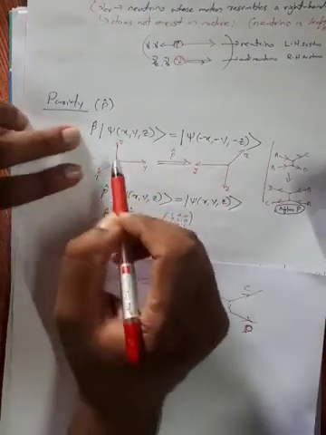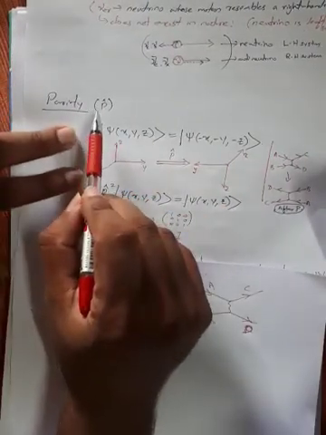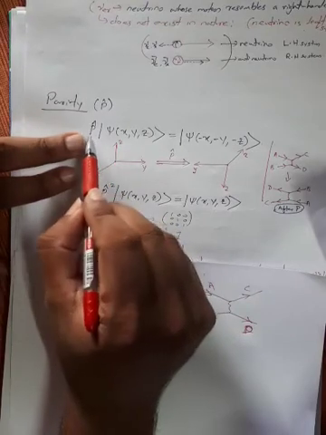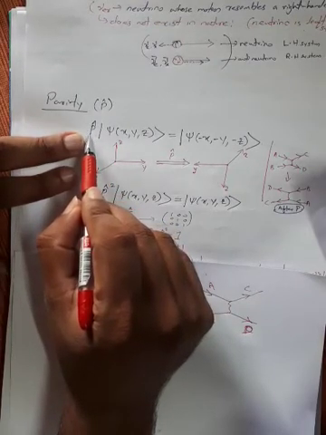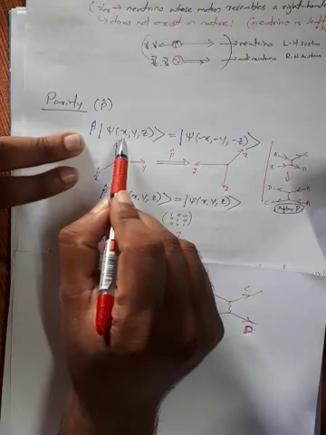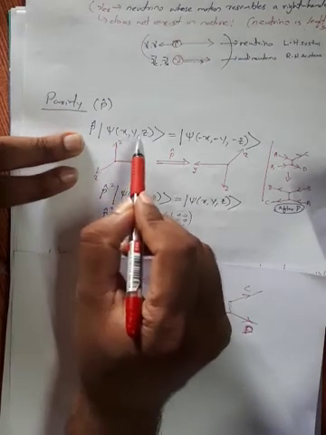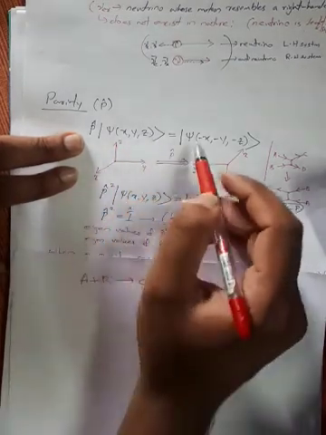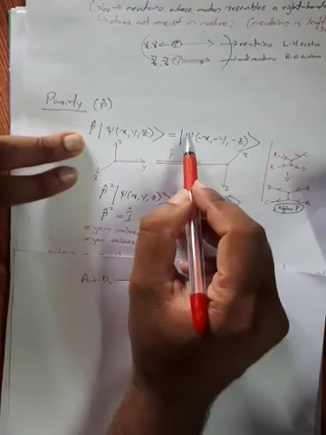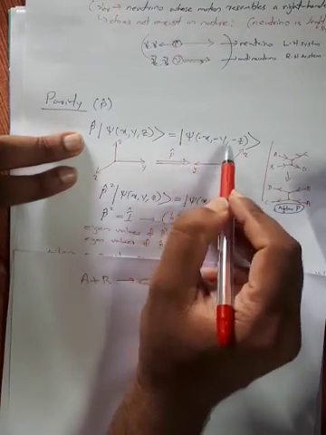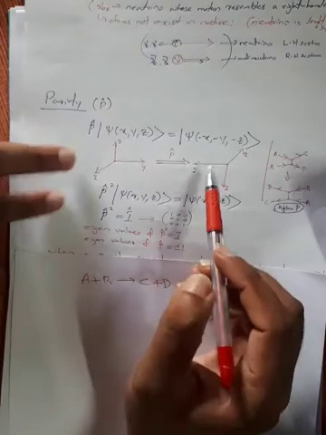The parity operation is represented by P cap. You are applying the parity operation on a state psi with components x, y and z. Then what will be your product? The product will be psi with minus x, minus y and minus z.